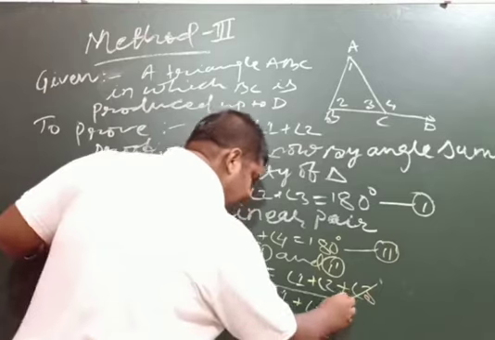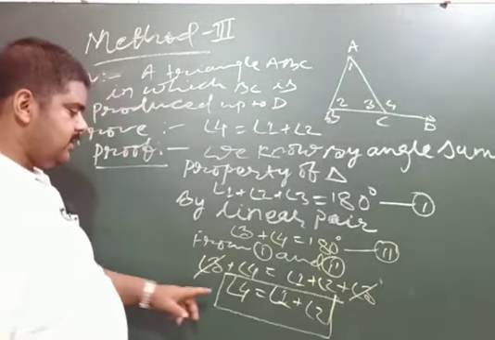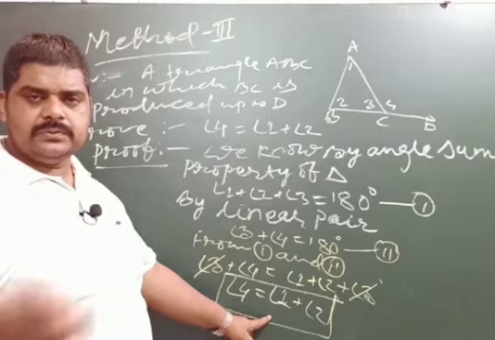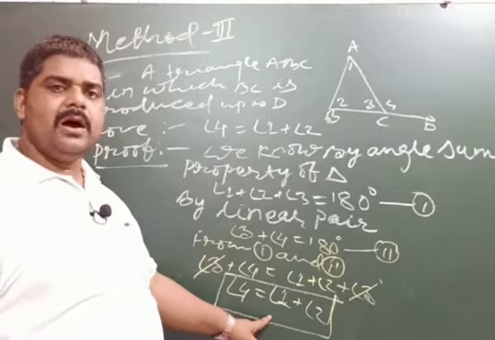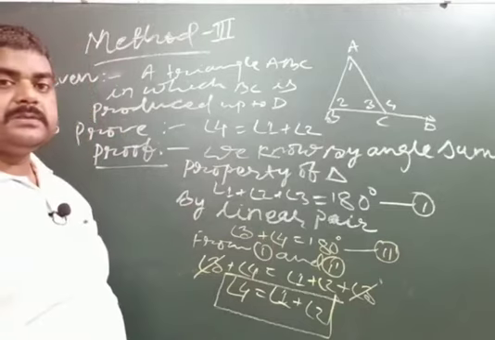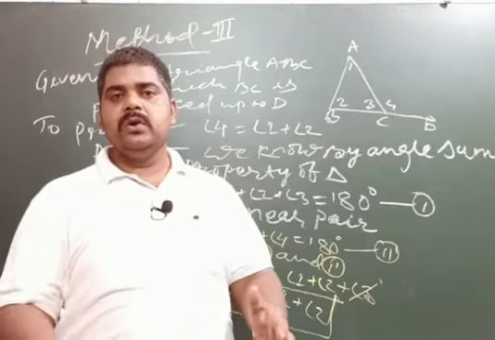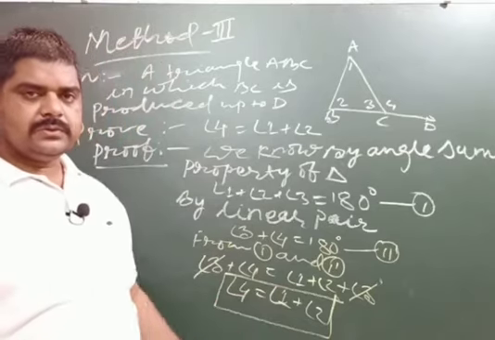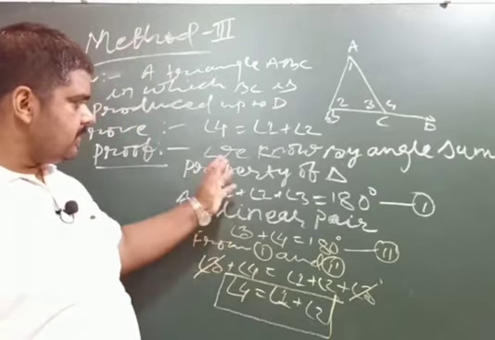And now what you have just concluded is that the exterior angle is equal to the sum of two interior opposite angles. That is the proof, and this proof is actually known as the theoretical method or the logic method. So you may use the third method.